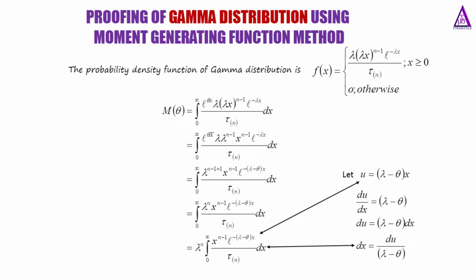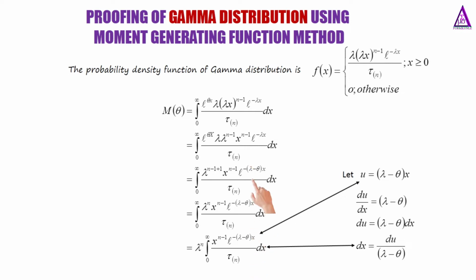The moment generating function equals the integral from 0 to infinity of exponential raised to the power theta x times the probability density function of the gamma distribution. In equation 2, we use n minus 1 to open the bracket, and we have exponential raised to the power theta x multiplied by lambda times lambda raised to the power n minus 1 times x raised to the power n minus 1 times exponential raised to the power negative lambda x divided by gamma subscript n.